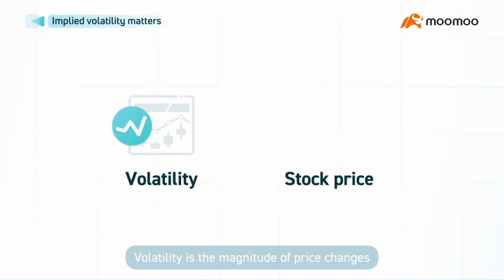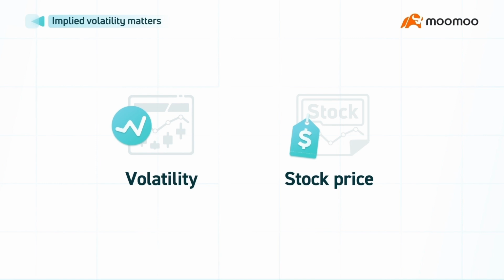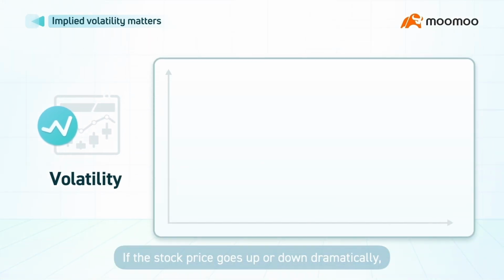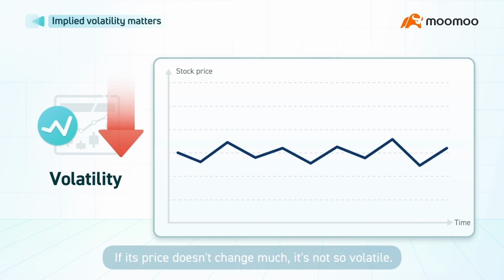Volatility is the magnitude of price changes of an underlying asset, for example, a stock. It's usually presented in a percentage. If the stock price goes up or down dramatically, we say it's volatile. If its price doesn't change much, it's not so volatile.